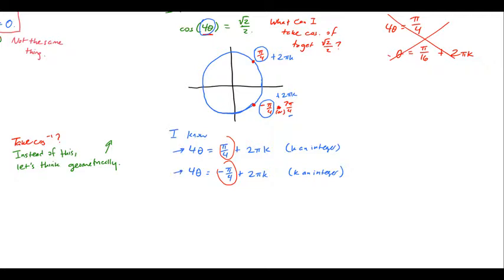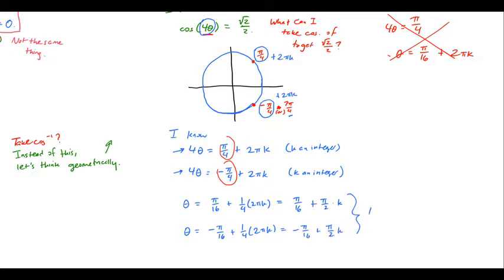So if 4 theta is equal to pi over 4 plus 2 pi k, then multiplying both sides by 1/4 gives me theta equals 1/4 of pi fourths is pi over 16 plus 1/4 of 2 pi k. And that's pi over 16 plus pi over 2 times k. The other solution gives me theta equals negative pi over 16 plus 1/4 of 2 pi k. That's negative pi over 16 plus pi over 2 times k. And in both cases, k represents an integer.